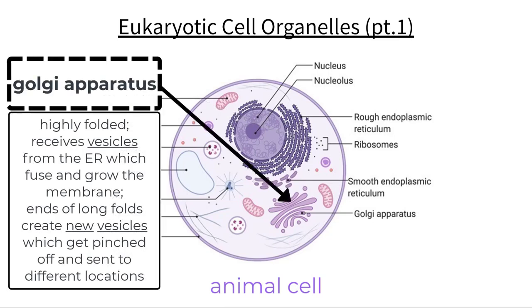Next up, we have the Golgi apparatus. Similar to the ER, this organelle is highly folded. The Golgi receives vesicles from the ER, which fuse and grow the membrane. At the ends of the long folds, new vesicles are created, which get pinched off and sent to different locations. This process of repackaging content allows the cell to sort and modify components before sending or secreting them outside of the cell. This is different from the ER, which usually transports materials between organelles inside of the cell.